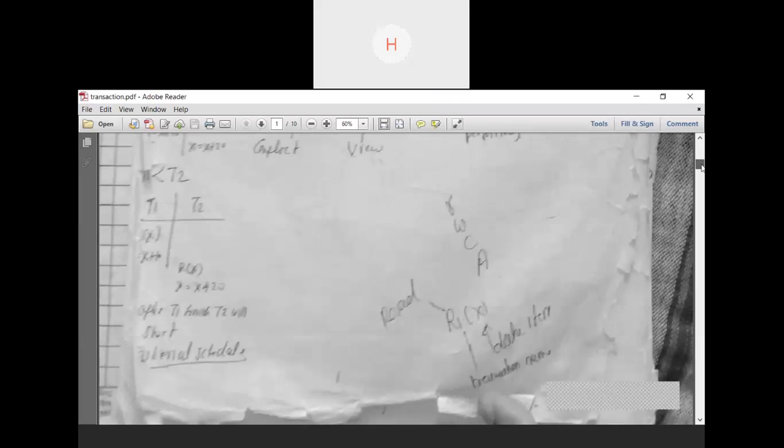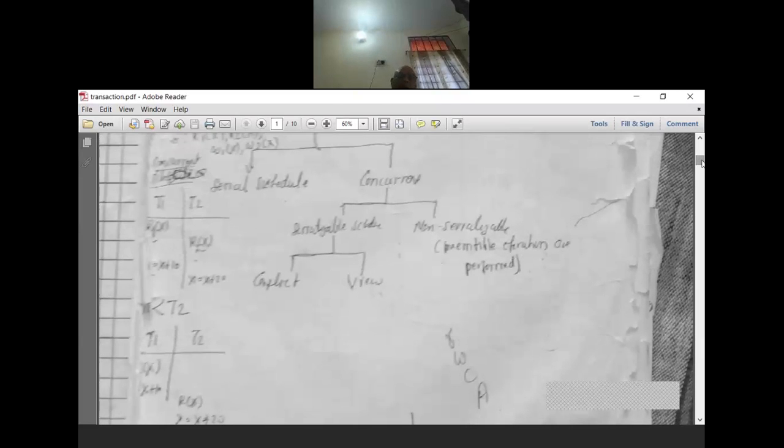Now I am saying that when two transactions' operations can conflict with each other, you may have already studied this in operating systems. When two operations can conflict with each other, tell me.